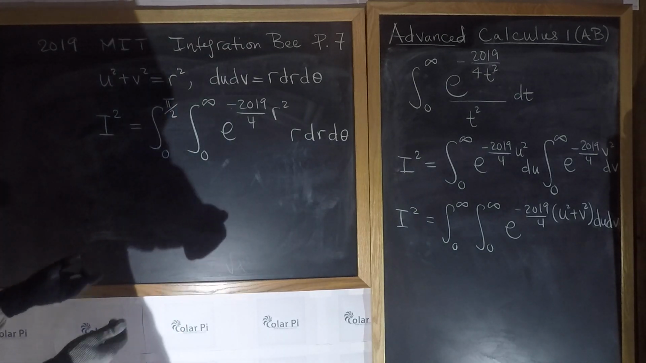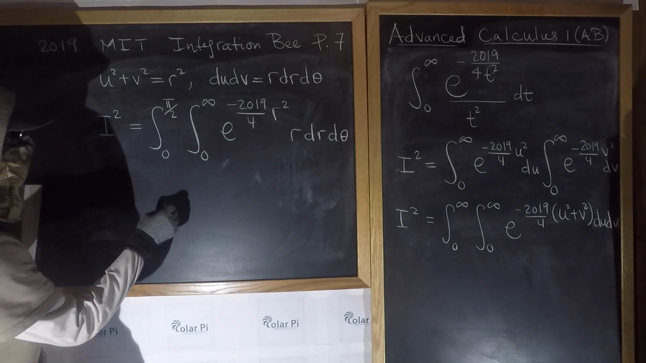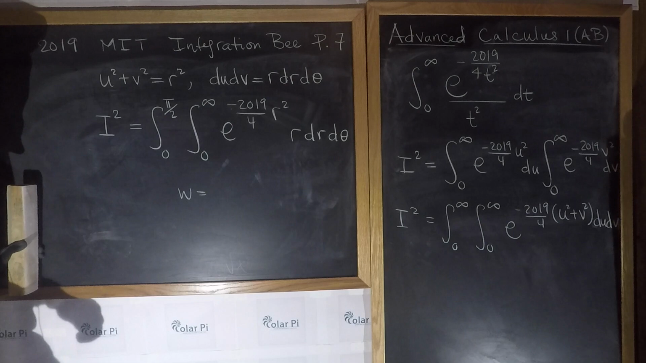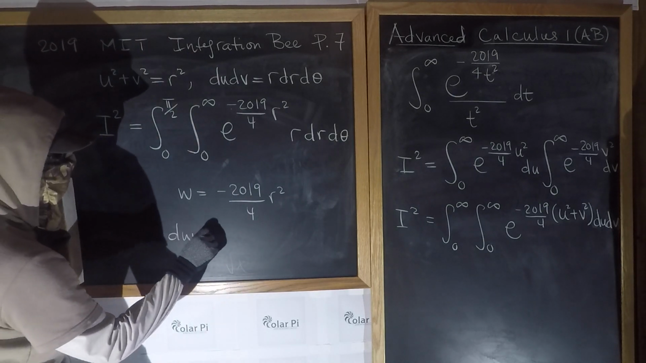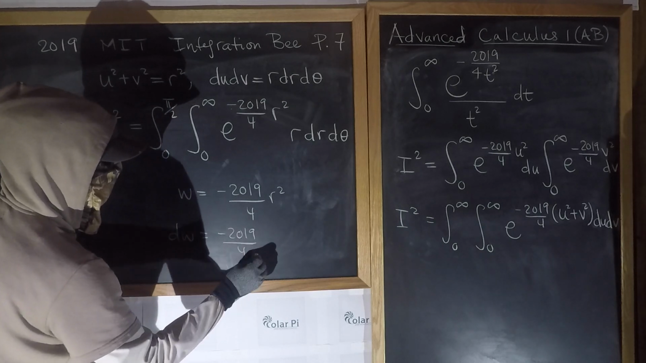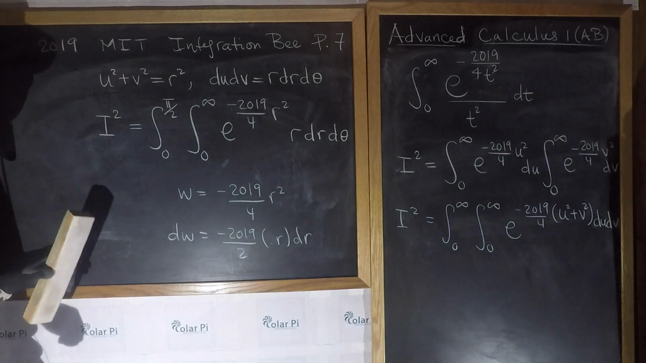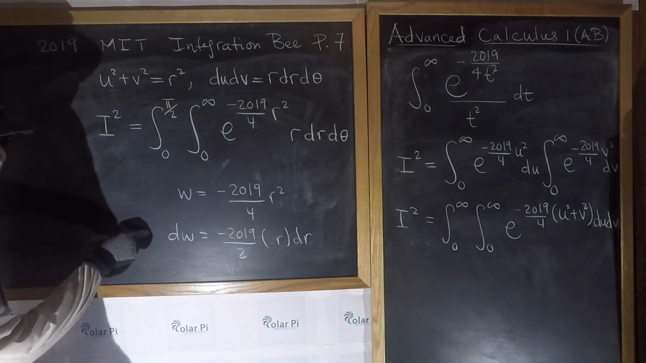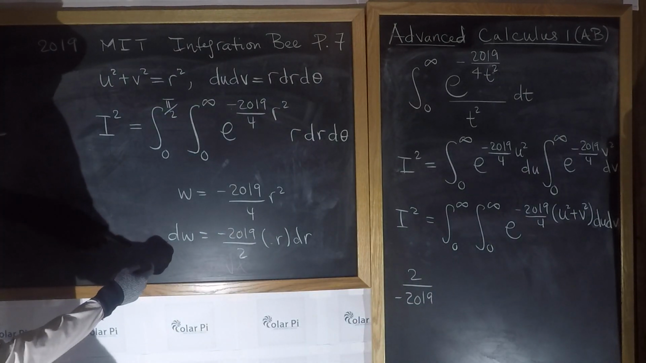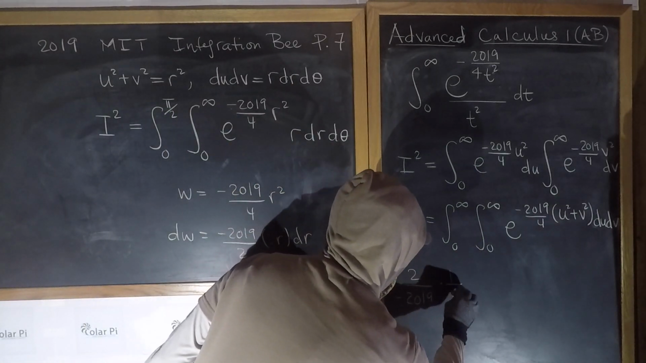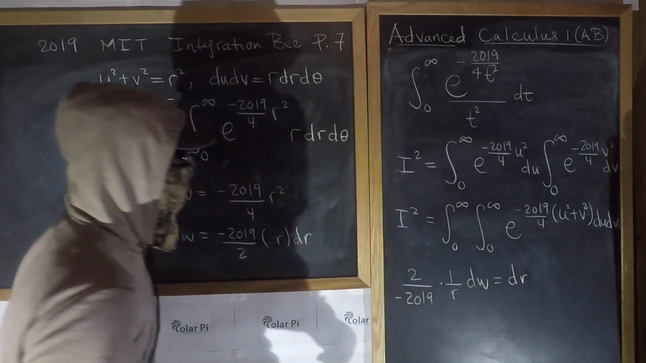Okay, so to continue, we first have to deal with this integral concerning r. For that, let's make a mini u substitution. This time let's use w since we're running out of letters. If we let w equal negative 2019 over 4 r squared, then dw will equal negative 2019 over 4 times 2r dr. The 2 and the 4 take care of each other. Now if we multiply both sides by 2 over negative 2019, we get 2 over negative 2019, times 1 over r, times dw, is equal to dr. That's what we'd have.